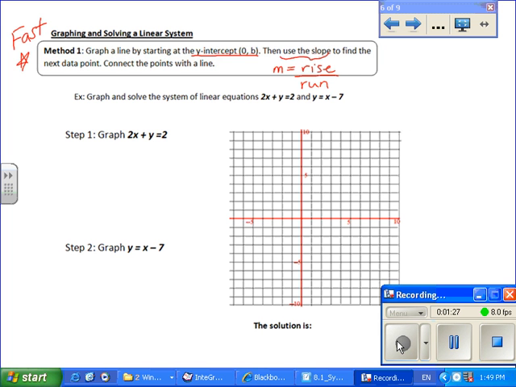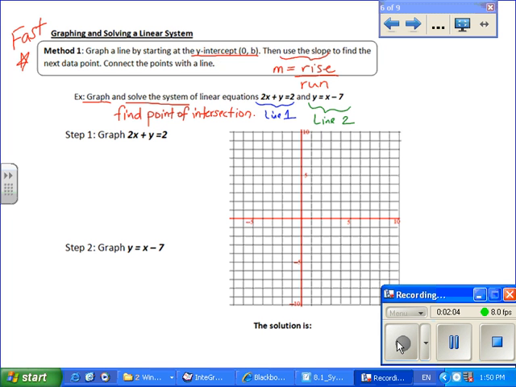So it says graph and solve the system of linear equations. So as soon as I see graph, I know I have to graph them. Solving means I'm going to find the point of intersection. I'm looking for the solution. Okay, and I have two lines, line 1 and line 2. So I'm going to go ahead and call 2x plus y equals 2 line 1. And I'm going to call the second equation, y equals x minus 7, line 2. So we're going to go ahead and graph both of those.